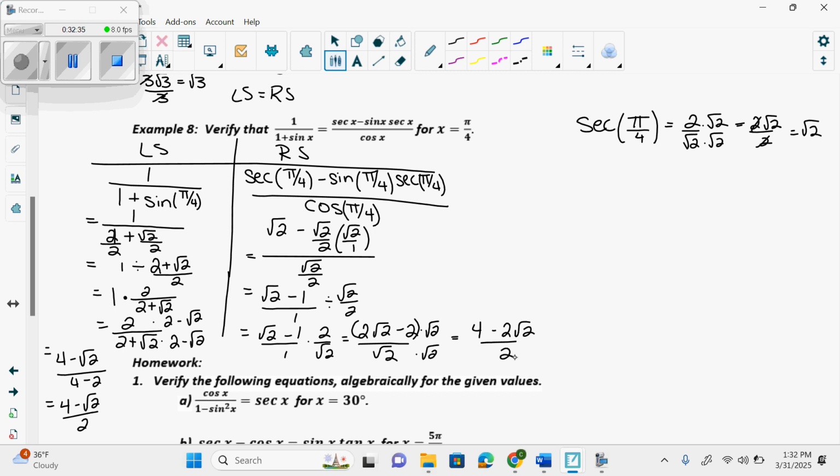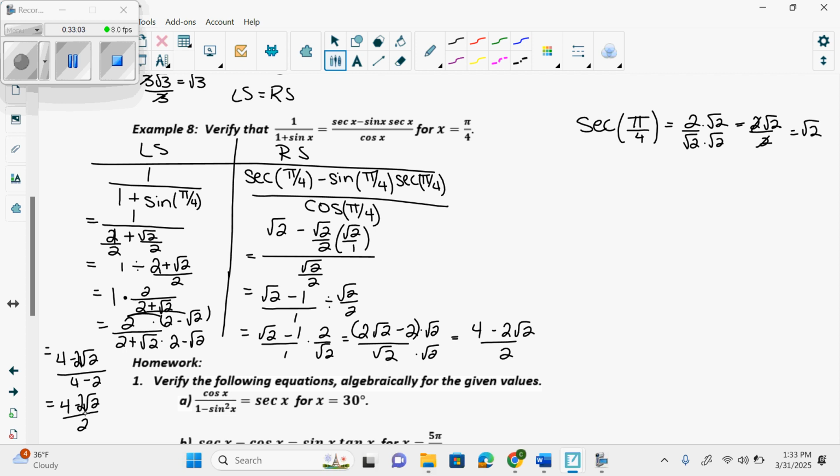How did I get that extra 2? No, why did I get an extra 2? Oh, I have to distribute. 4 minus 2 root 2.